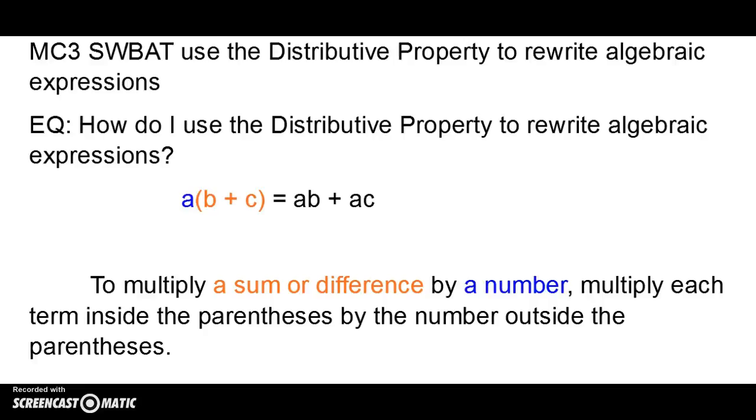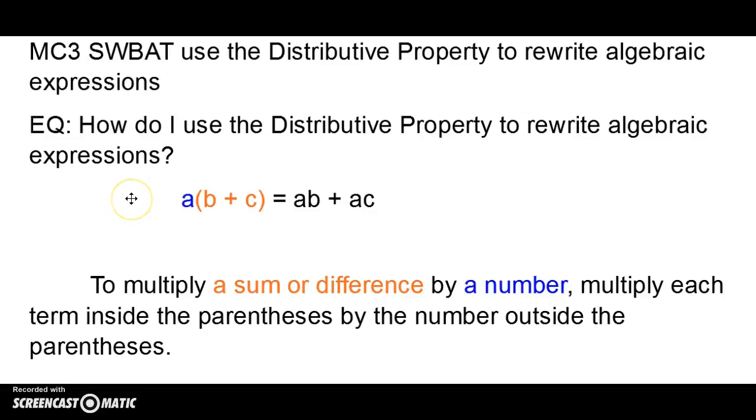Hello, welcome. This is the lesson from page 225 in your book, using the distributive property. And so your essential question is, how do I use the distributive property to rewrite algebraic expressions? I think you've done this before in the past, but it's just a little more complicated now that we throw in a variable. So let me explain.